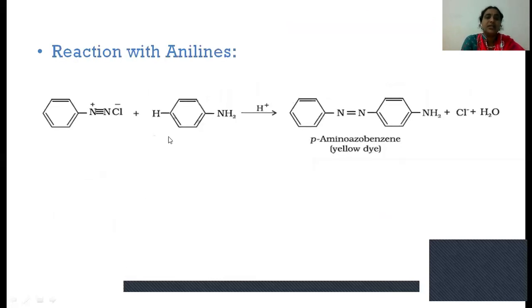The next reaction is the reaction with aniline. This is also an example of the coupling reaction. As we all know, the amine group is an activating group. The nitrogen donates electrons to the benzene ring and produces more electron density at the ortho position as well as the para position. Like phenol, aniline is also an activating group, so because of the activating amine group, there is more electron density at the ortho as well as para position.